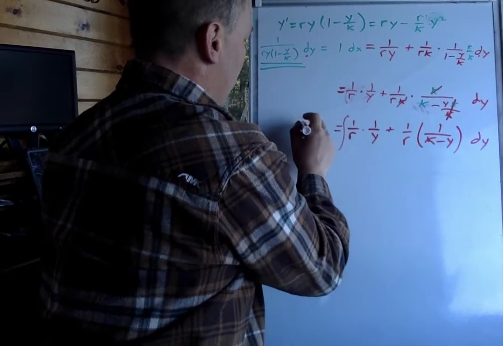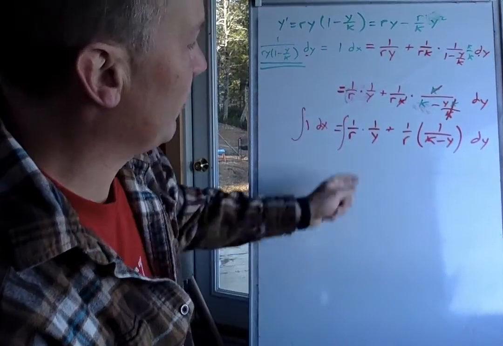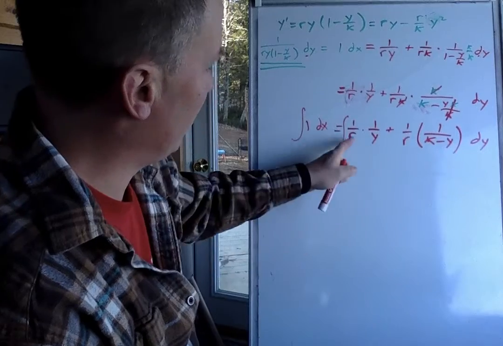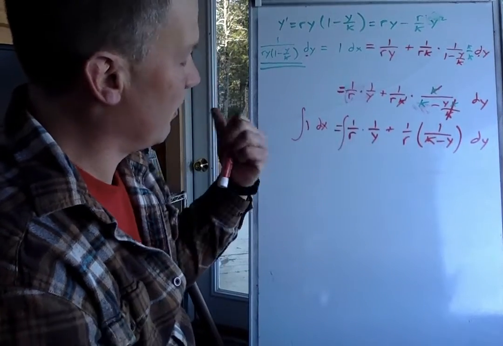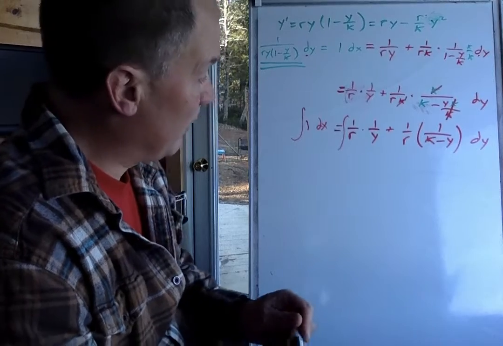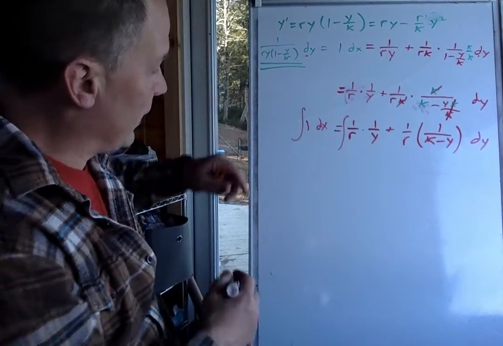And we have our 1 dx on the side. So we have separated, and now we are ready to integrate. Some of you might look and go, oh, look, 1 over r, 1 over r. I can pull that out front, and we are totally going to do that and go from there. So this left side is super easy.